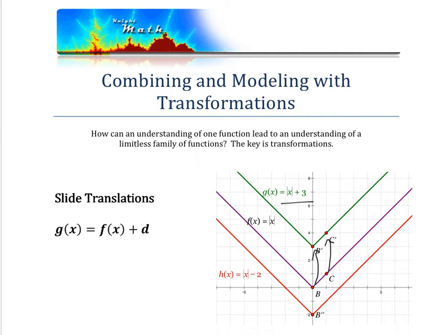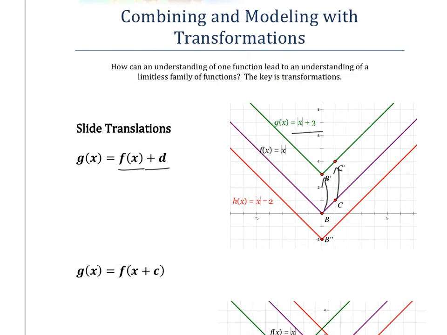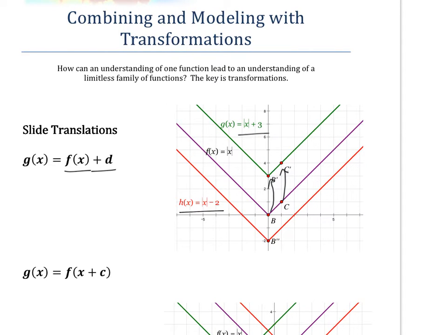Adding 3 on the outside is going to move it up because remember, the value of a function is the height of a function. So if we take the height of a function and we add to it, it's going to make everything go up. The height goes up. And now, what if we say absolute value of x minus 2? That's going to take everything down 2 because the heights that we had before when we did absolute value of x are all going to be dropped by 2. So when we subtract on the outside, everything goes down 2.